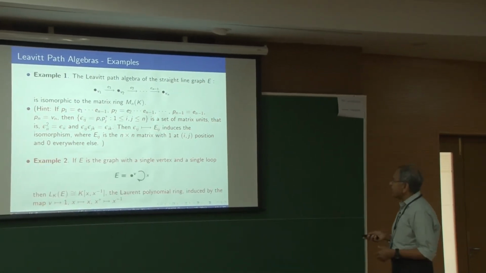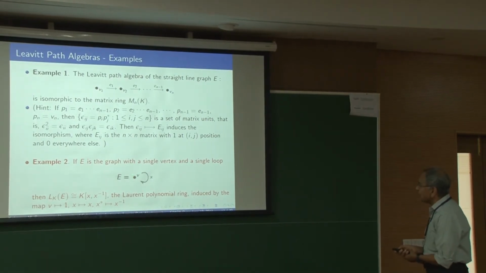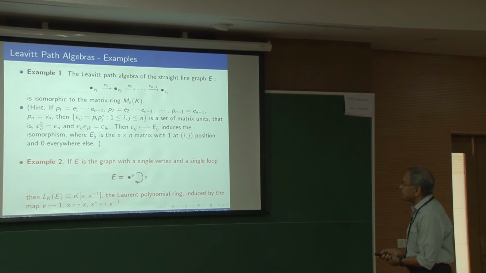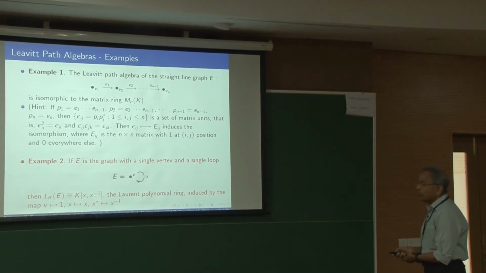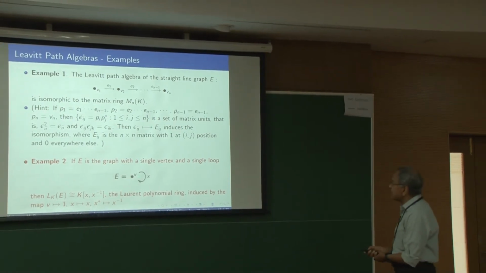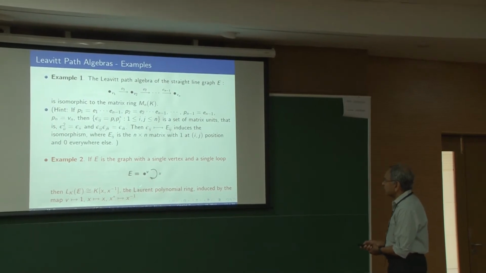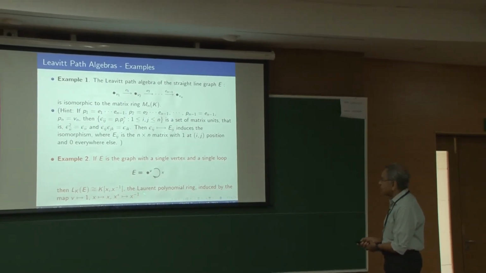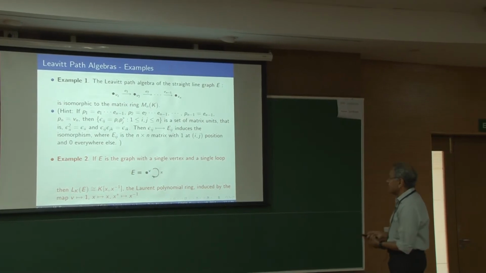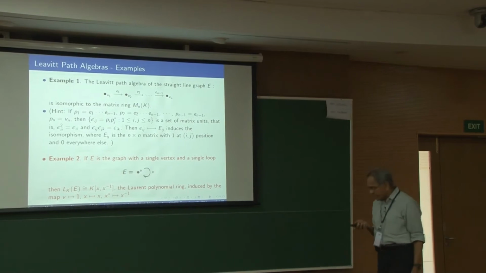The same way, if you look at this example of a graph that has only one vertex and one loop, we denote the loop as x, then the Leavitt path algebra of this graph is isomorphic to the Laurent polynomial ring x, x inverse. Again, the isomorphism comes by sending v to 1, x to x, and x star to x inverse, x to the minus 1 in this ring. So I have nice examples of known rings coming out as the Leavitt path algebras.